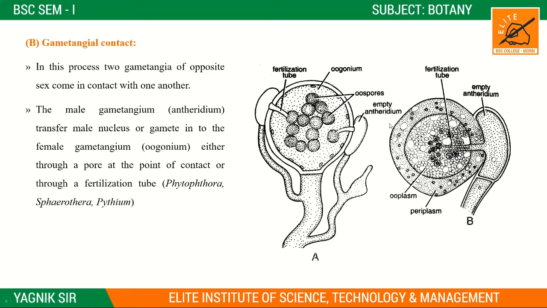And here these are the empty antheridium, because here no antheridia remain, right? So between the two structures a very small tube is very clearly visible. This tube is known as a fertilization tube, and this fertilization tube helps the two gametes pass very near to each other. એકબીજાની સાથે જોઈન્ટ કરવા માટે આનો બહુ જ મોટો એવો રોલ હોય છે. And some examples of gametangial contact are Phytophthora, Sphaeroptera and Pythium.